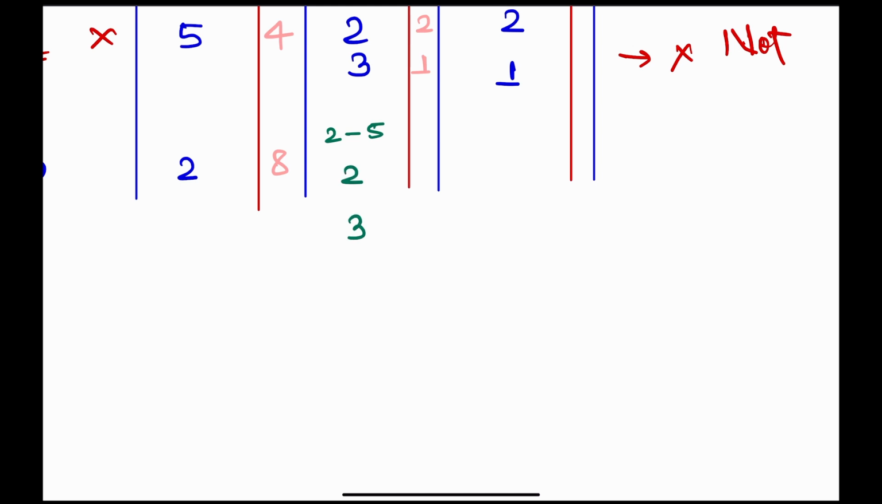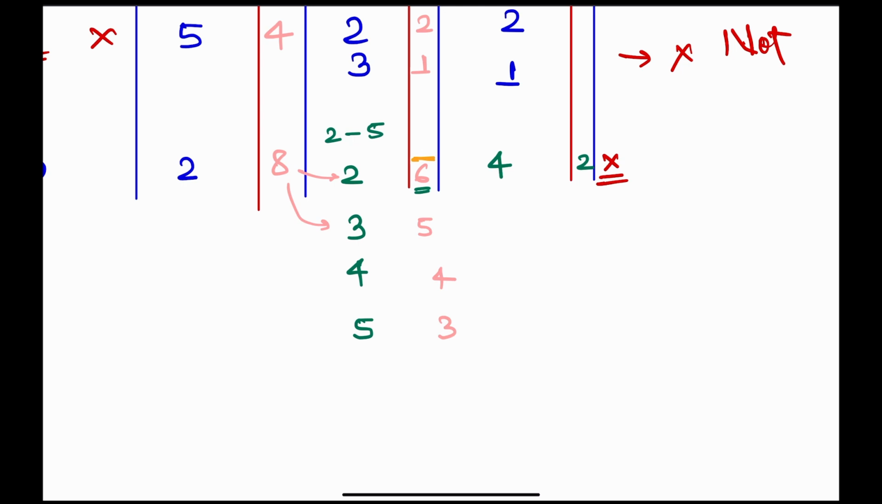2, 3, 4, 5. Okay, if B chooses 2, how many are left? 6 are left, because 8 minus 2 is 6, then 8 minus 3 is 5, 8 minus 4 is 4, 8 minus 5 is 3. So these are the possibilities: after B chooses, this many will be left on the table. If 6 is left, A will say, okay, I will choose 2, and then 1 is left. Once 1 is left, B is going to lose.